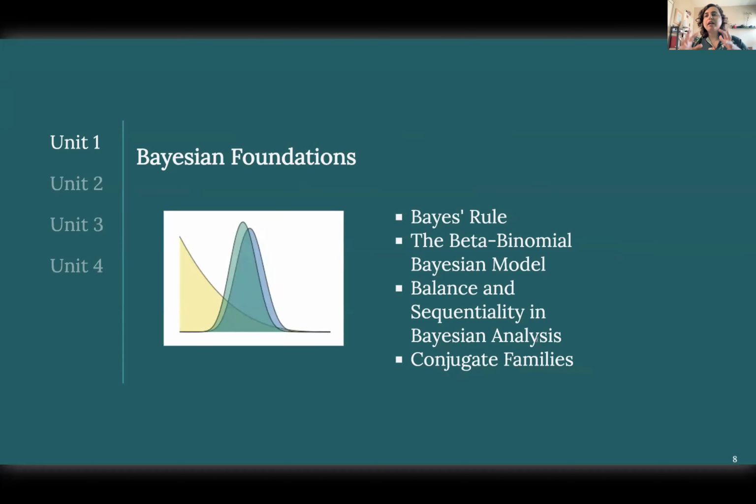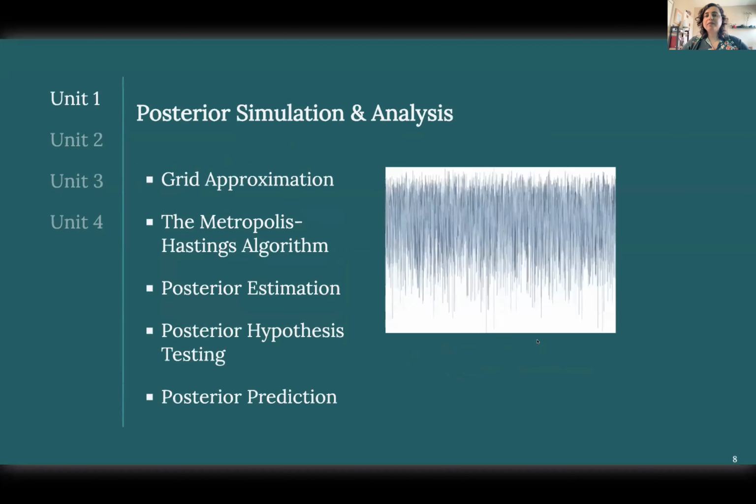Once students are able to derive the posterior, we then move on to posterior simulation analysis. Even though in unit 1 we do posterior derivation, even from the beginning students start simulation. So it's a very computing-based approach to Bayesian analysis. We then move on to algorithms like the grid approximation and the Metropolis-Hastings algorithm. Then once students are able to estimate the posterior via simulation, we move on to using the posterior for things like hypothesis testing, credible intervals, and so on, as well as posterior prediction.